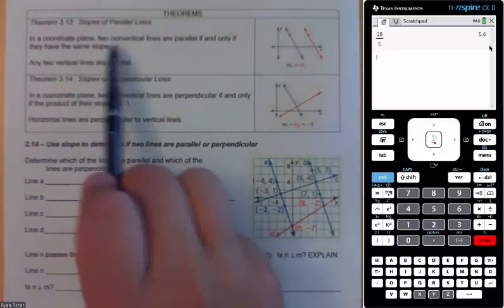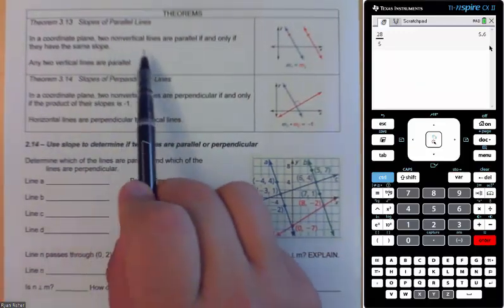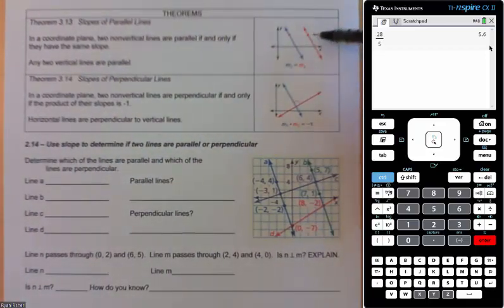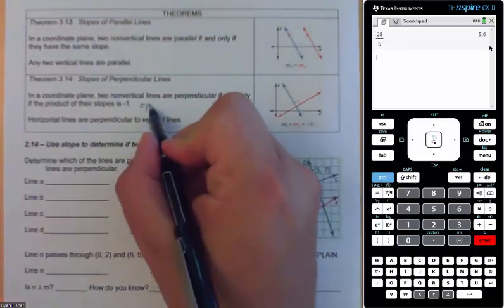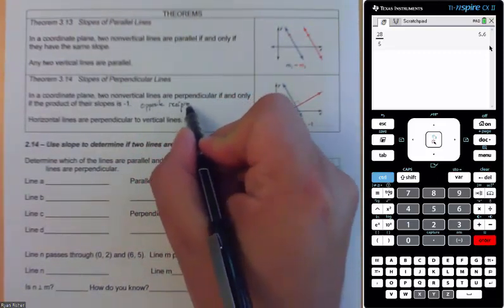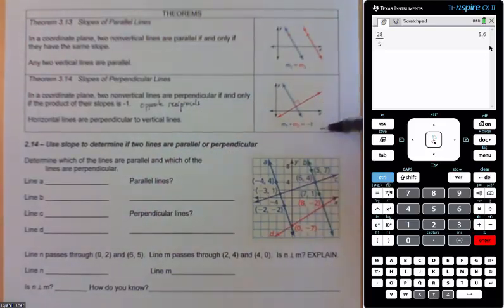We say that two non-vertical lines are parallel if and only if they have the same slope, meaning parallel means same slope, or same slope means they're parallel. Further, lines are perpendicular if and only if their slopes, when you multiply them, multiply to -1. How do you get that? Well, for two numbers to multiply and the answer is -1, they have to be opposite reciprocals. Those numbers always multiply to be -1.